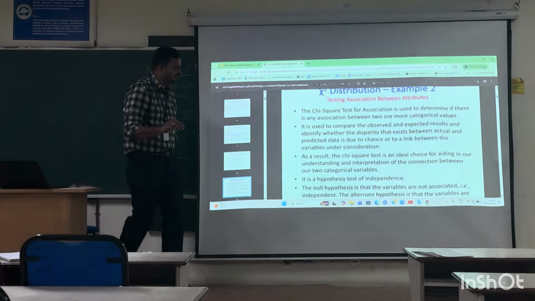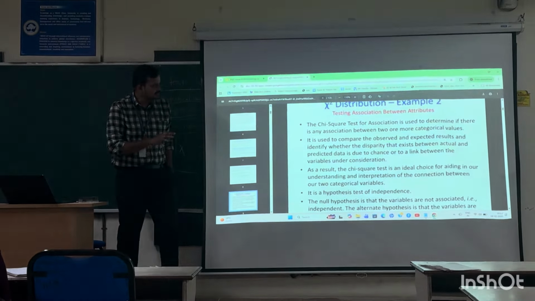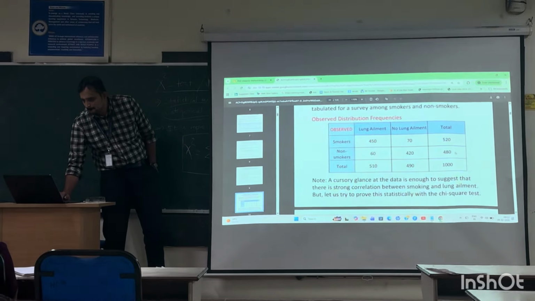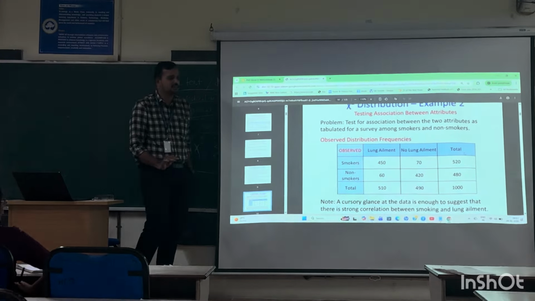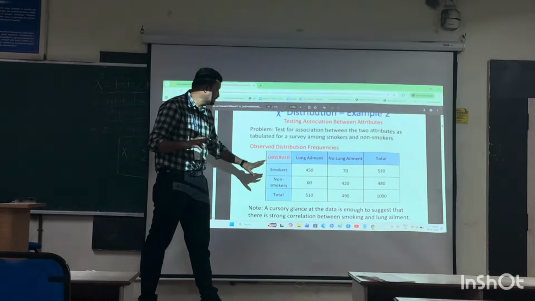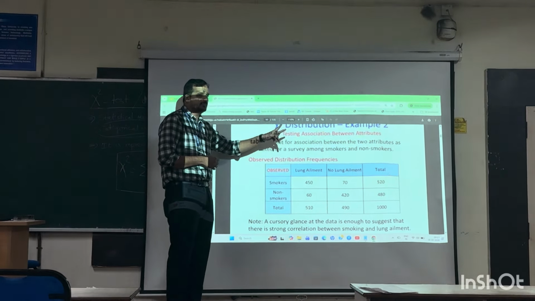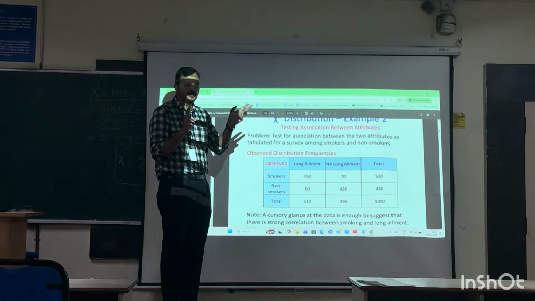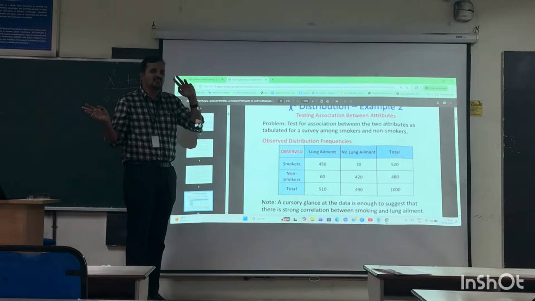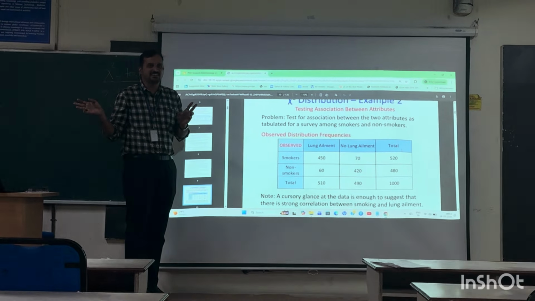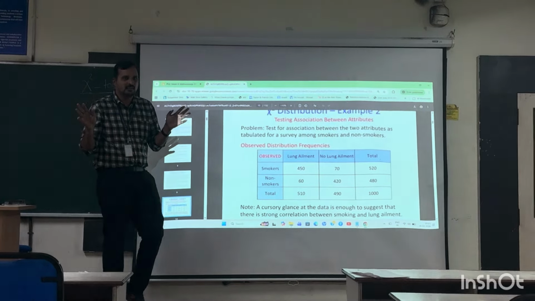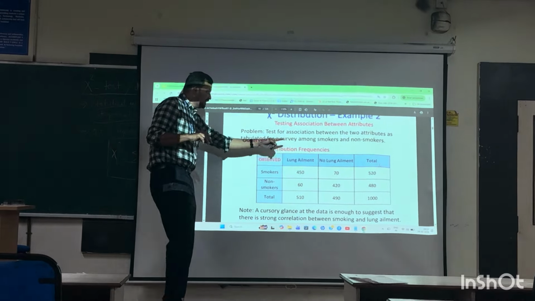I will tell you in detail. Just remember, this is an example for testing association between two attributes. You are taking two attributes, one is smokers and non-smokers. Attributes here means two conditions. One is smoker and non-smoker. Topper student, poor student. Regular attending class, non-regular attending class. Take the overall value, performance, CGPA, everything will vary. Similarly, the smokers and non-smokers.